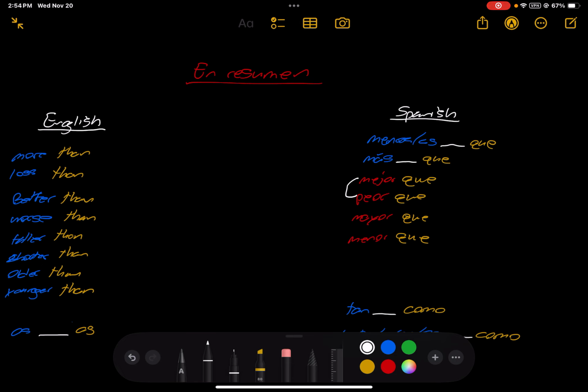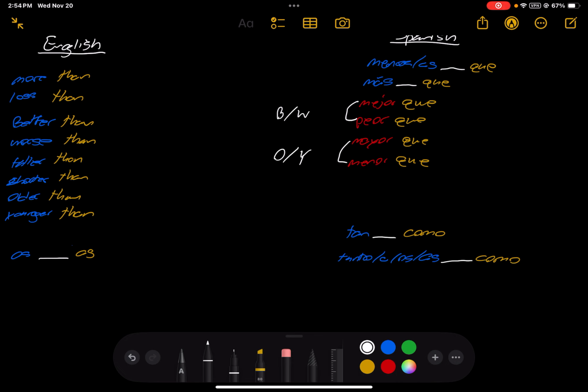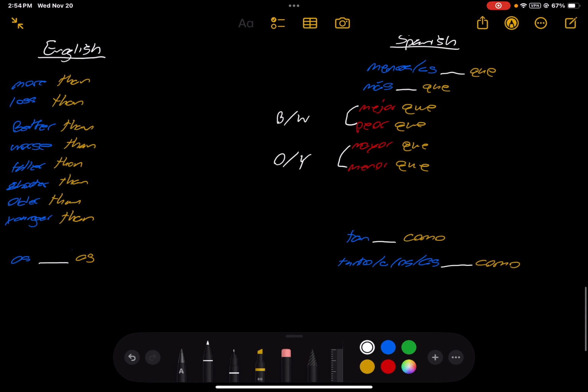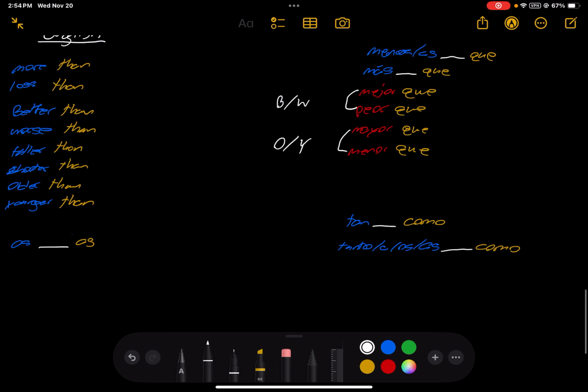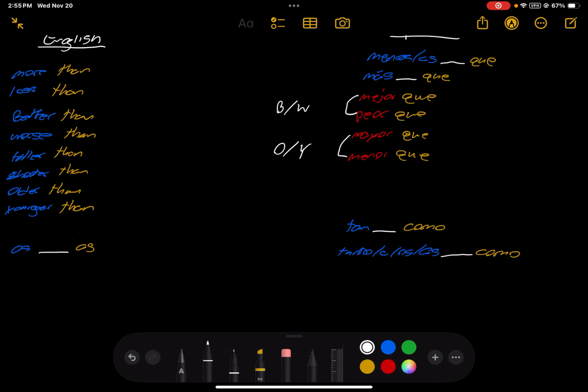These ones are better and worse, and these ones are older and younger. And for comparisons of equality, we have as, our adjective, and then as. So, as good as, as bad as, etc. In Spanish it's similar. Tan, our adjective, como, tanto, tanta, tantos, tantas, our adjective, and then como.